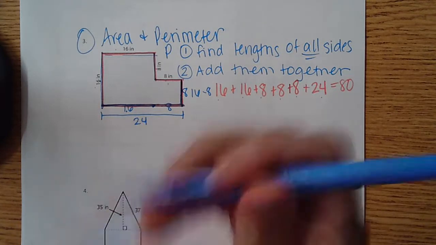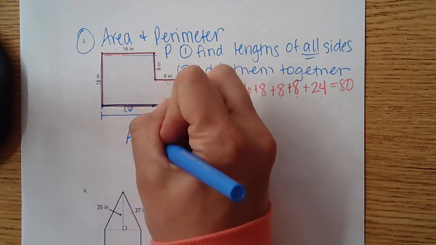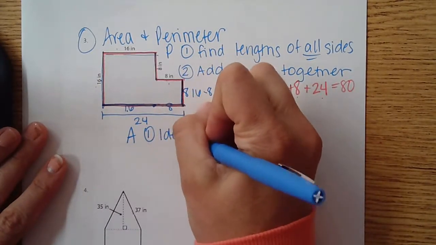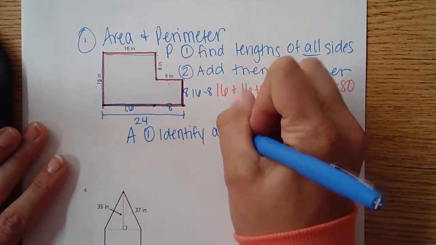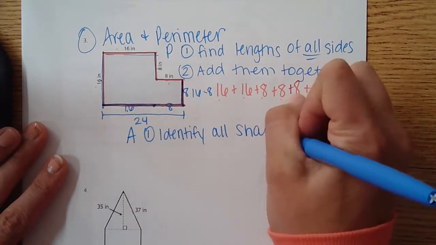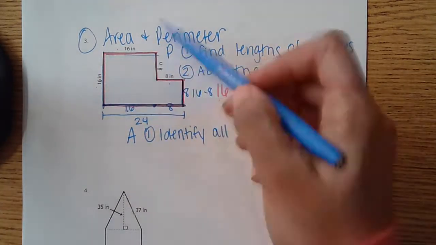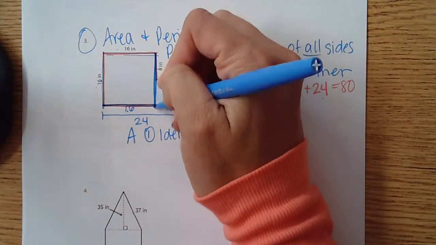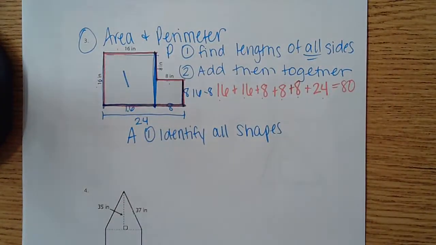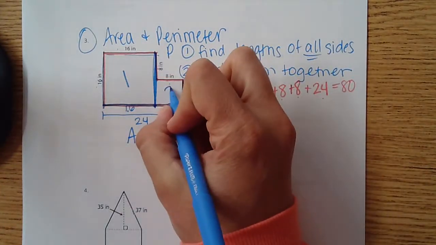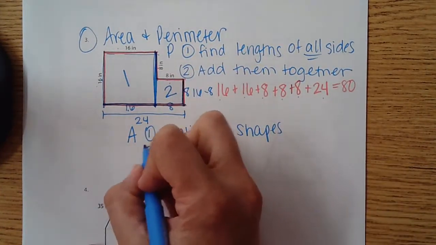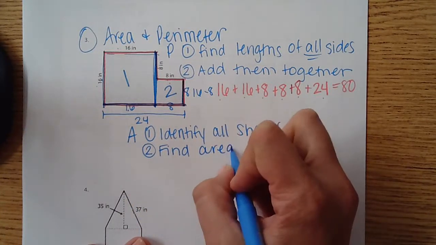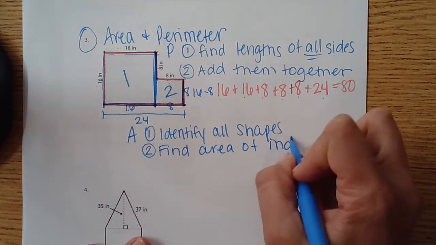Now area. Step number 1 is to identify all the shapes. So we're going to break it up. I don't know what this shape is, but I do see that over here we have one rectangle and I have another one here. Step 2 is to find the area of the individual shapes.